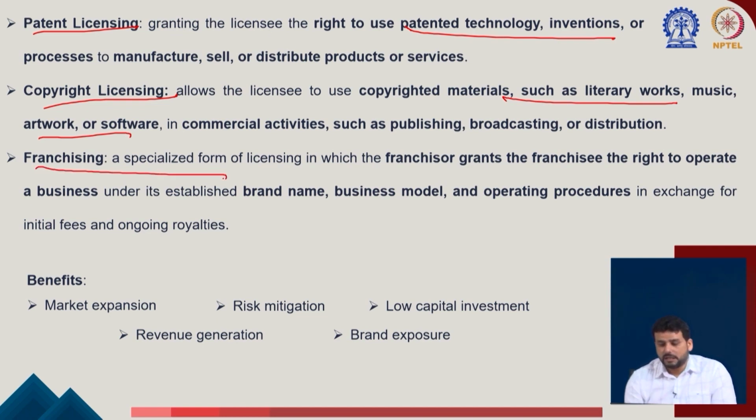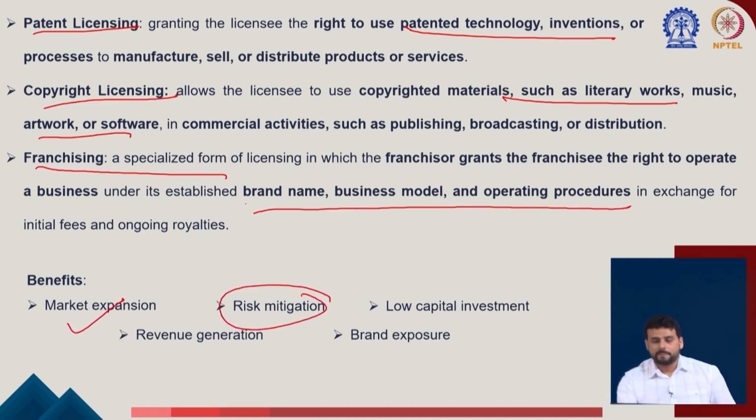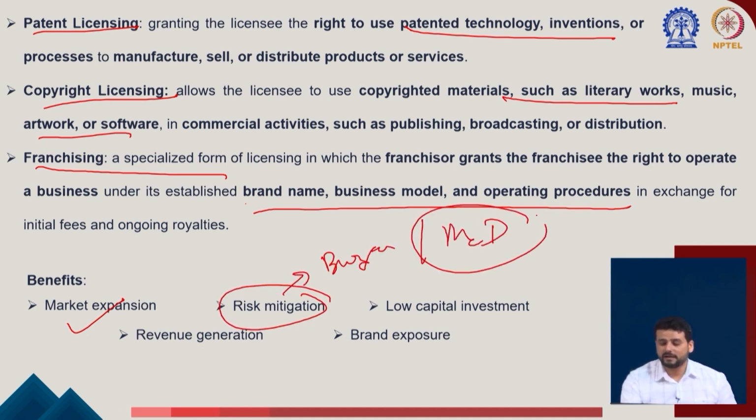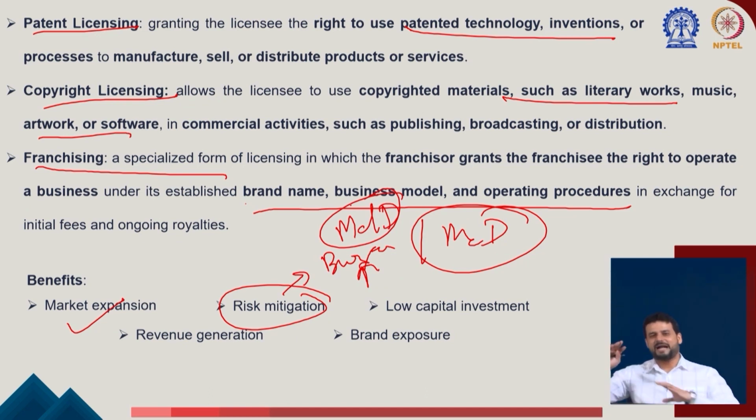Franchising is another option where you get the right to operate in the same area, in the same business, with the same brand name, model name and operating procedures. So obviously, market expansion is one benefit you are going for. Then risk mitigation. If you come with your burger and say it is better than McD, who will accept that claim as a customer? But if you make the same burger and put the name McD, everyone will come to that. They know that a minimum level of quality will be maintained.